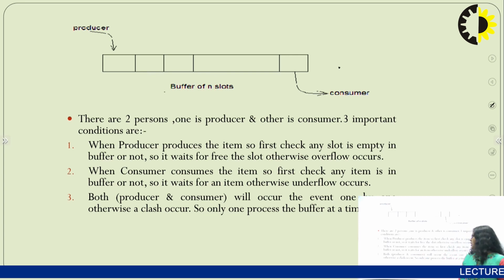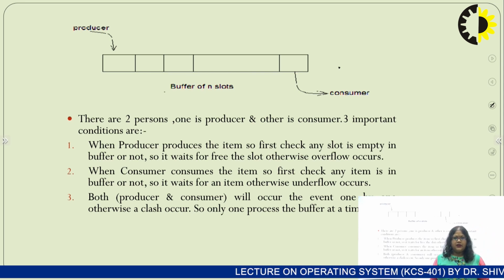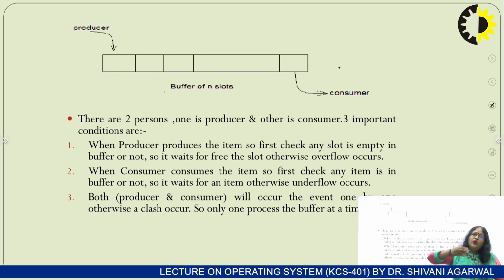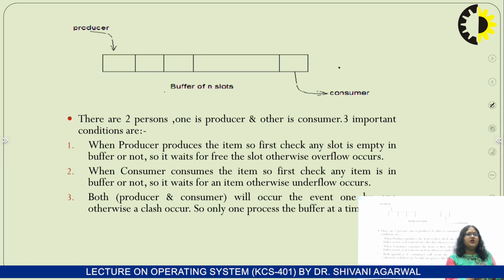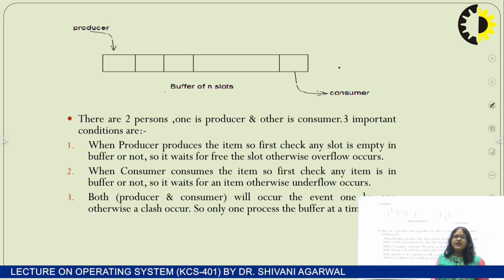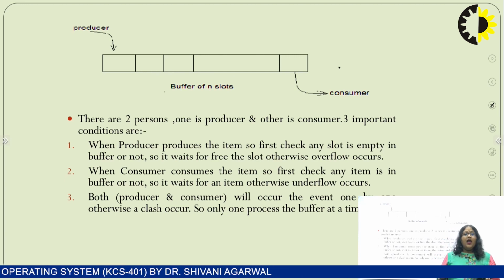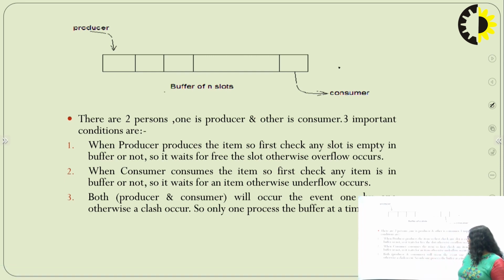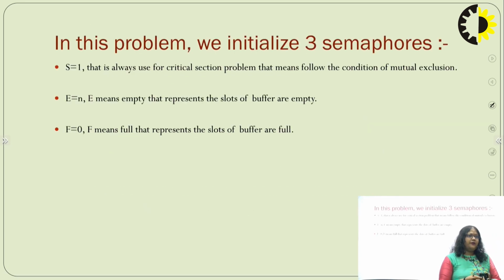Now the third is that both producer and consumer must perform their events one by one, otherwise a clash occurs. When the producer produces the item but the consumer is not consuming it, the buffer is always full at the producer side. When the producer is not producing and the consumer is always consuming, this is also a problem. So these are the clashes. So this process needs process synchronization.